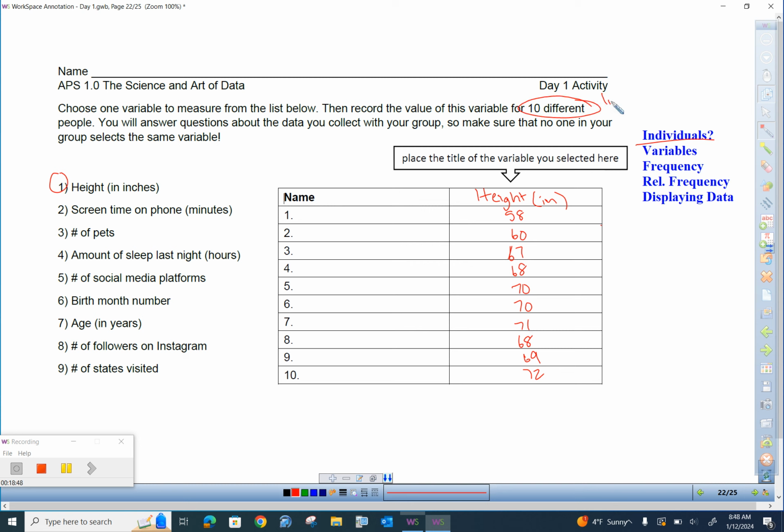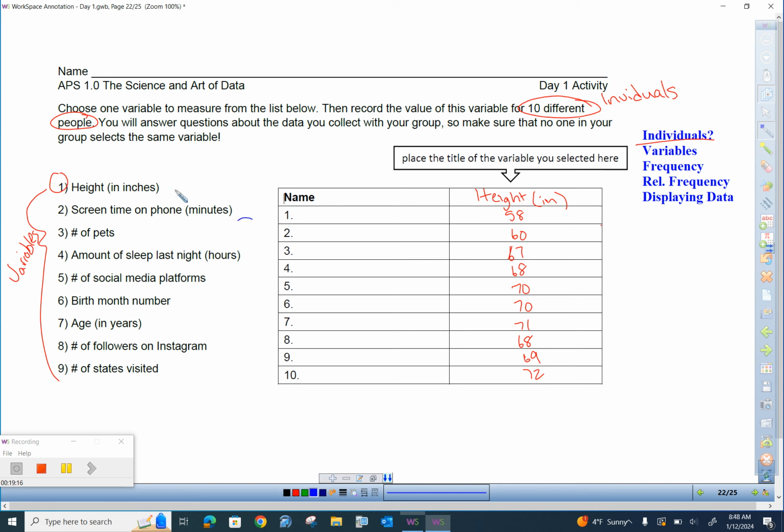Okay, so I want you to add this, and in class we're adding this in pen. So those are your individuals, the 10 different people. These over here are your variables. Okay, and each one can be classified as continuous and discrete if they're quantitative, and categorical will just be categorical. So going through here, we're going to do that.